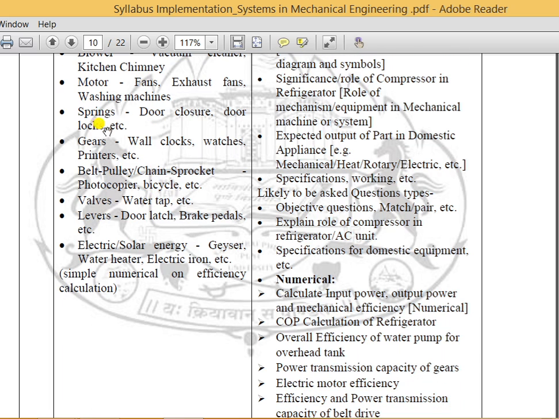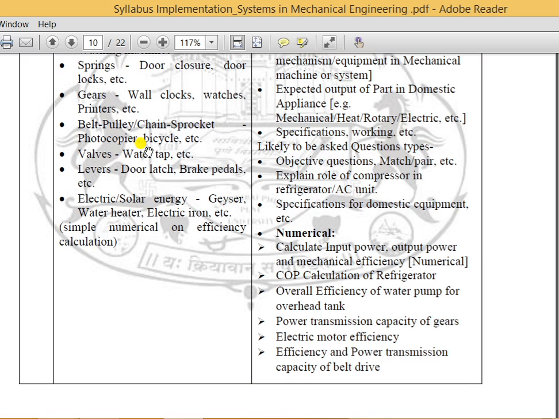Springs are used in door closers, door locks. Gears are used in wall clocks, watches, printers. You need to remember the applications, how it is used, and the very simple mechanism of it. Belt and pulley or chain and sprocket: photocopier, bicycle, etc. Valves: water tap, etc. Lever: stove latch, brake pedals, etc. Electric or solar energy: that is geyser, water heater, electric iron, etc.